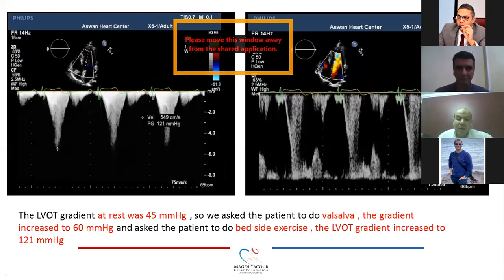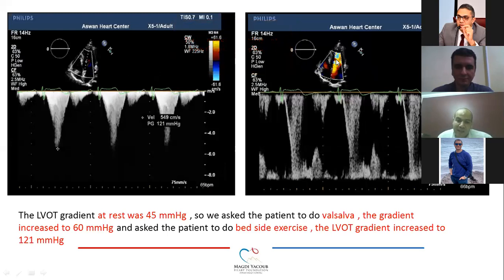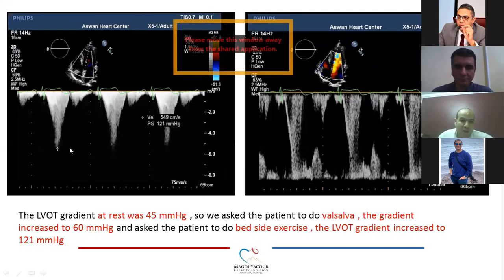And finally, we document the LVOT obstruction firstly by putting our pulsed wave Doppler at the point of the maximum aliasing and to get the maximum LVOT obstruction along the LVOT. Here in our patient, the LVOT gradient at rest was 45 millimeters mercury. So we asked the patient to do Valsalva. The gradient increased to 60 millimeters mercury, and we asked the patient to do bed-side exercise, and the LVOT gradient increased to 21 millimeters mercury.